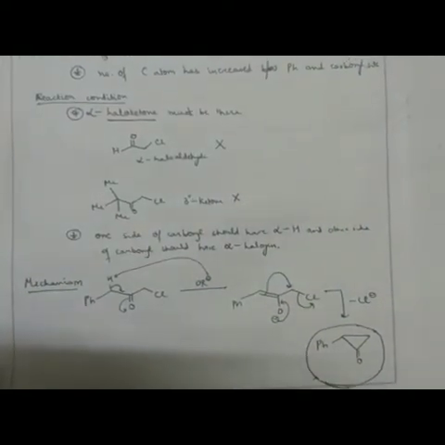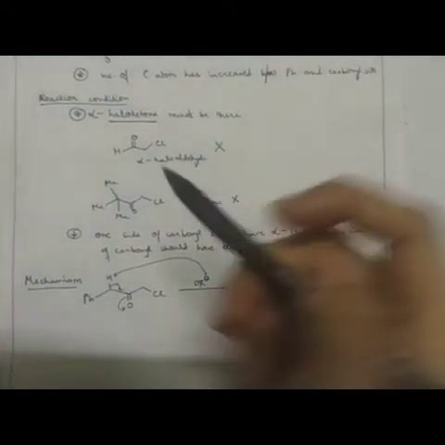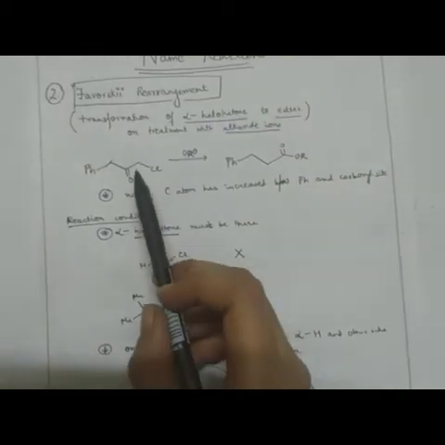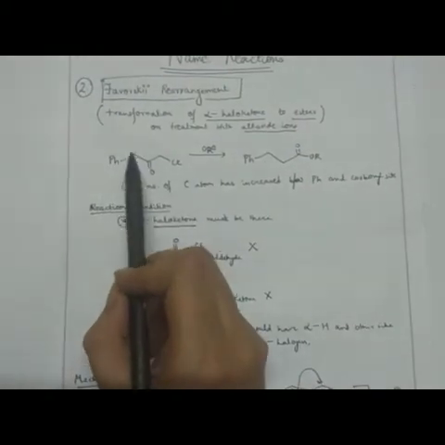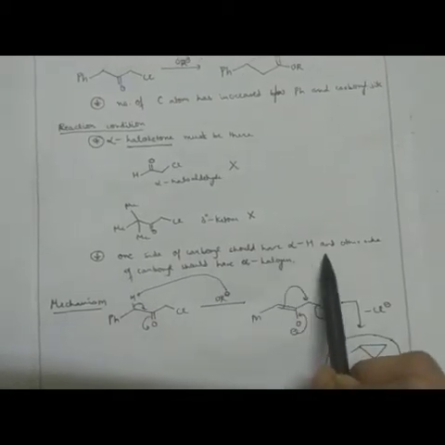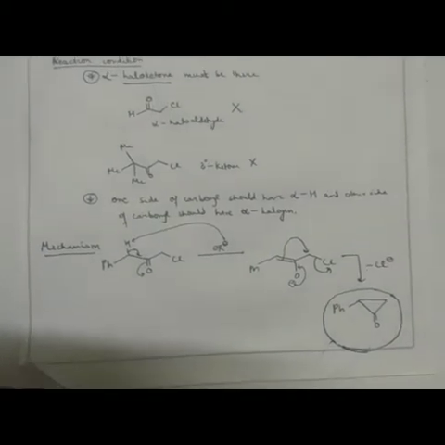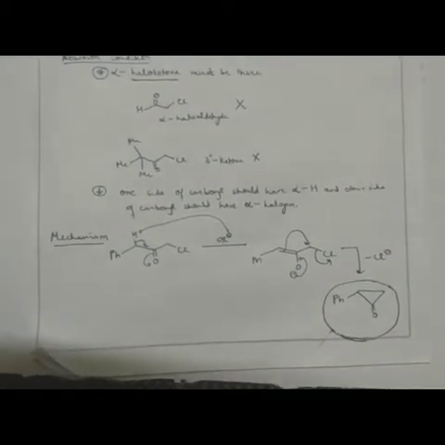Again, we don't have any alpha hydrogens on this side, so this reaction won't take place. So what is the reaction condition here? There should be a halogen on one side of the ketone, and there should be alpha hydrogens on the other side of the carbonyl. One side of the carbonyl should have an alpha hydrogen, the other side should have an alpha halogen. Okay, so let's see the mechanism now.